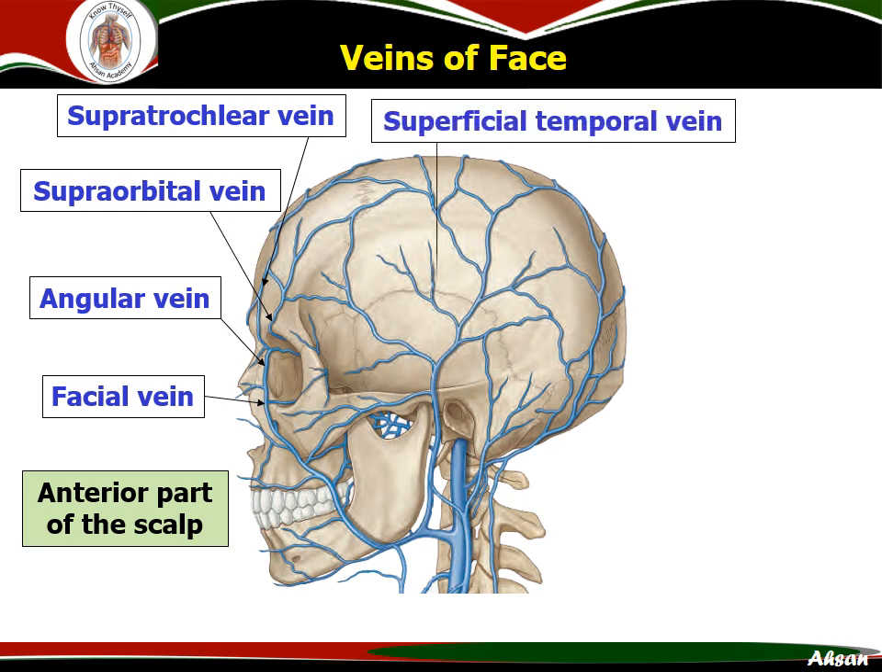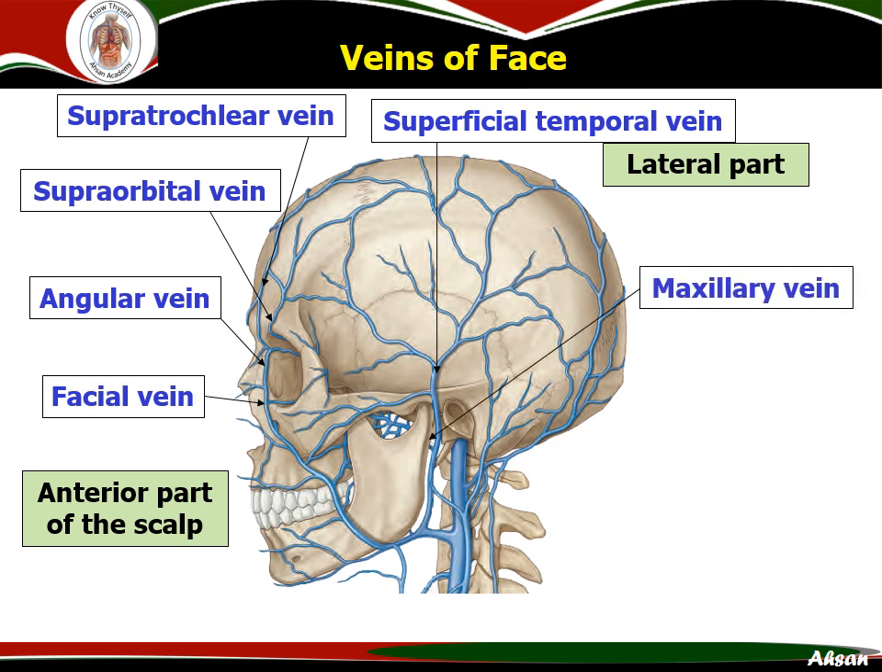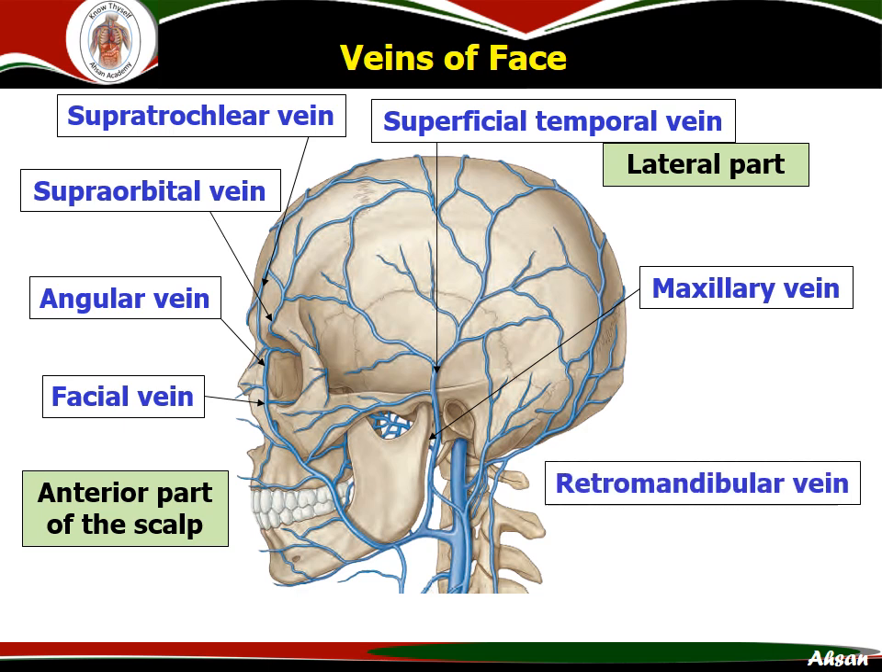From the lateral part of the skull, veins continue into the temporal fossa, and they unite together to form the superficial temporal vein, as labeled here. This collects all the veins from the lateral side of the face and unites with the maxillary vein behind the neck of the mandible to form the retromandibular vein.